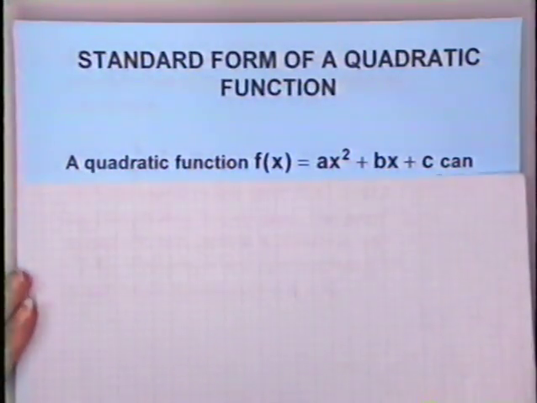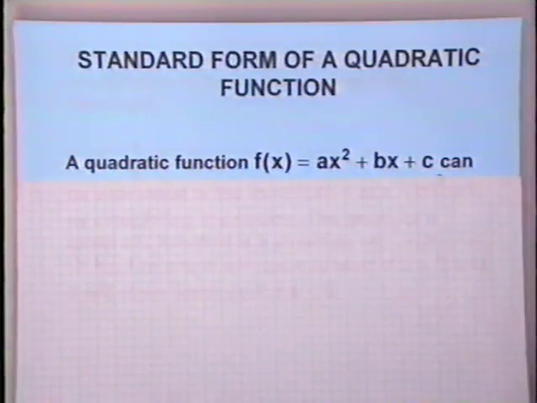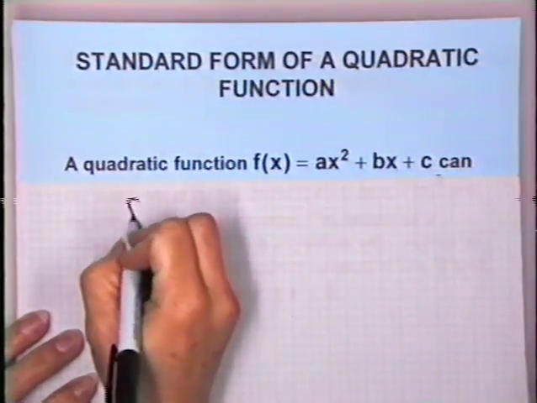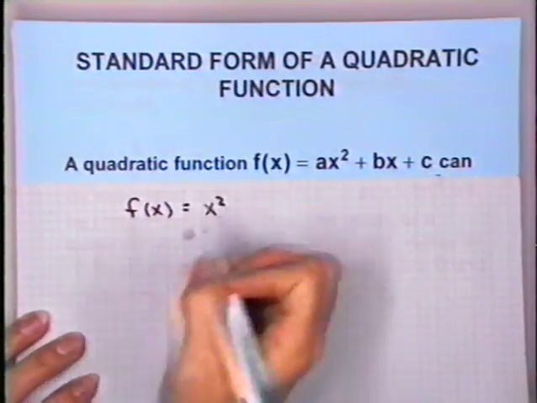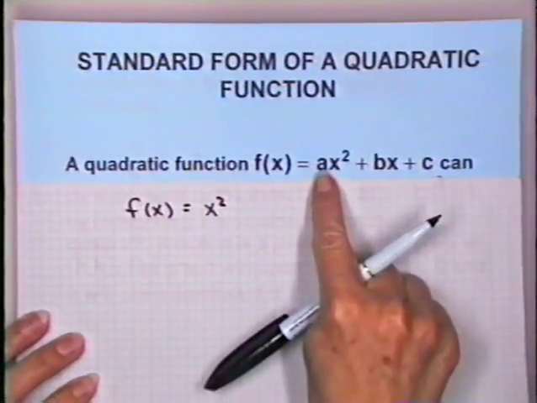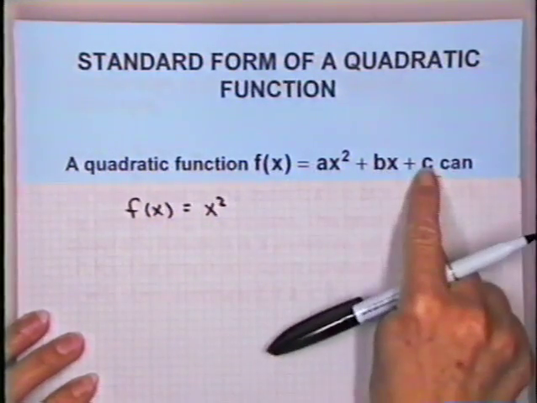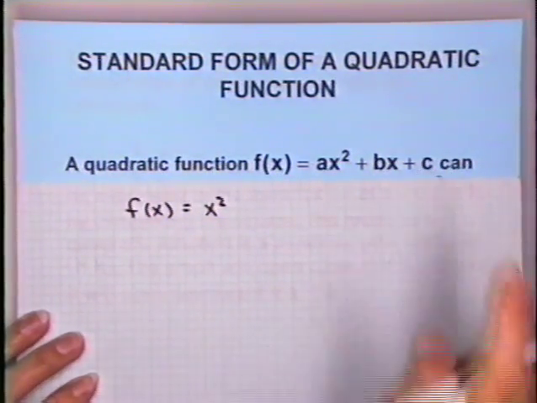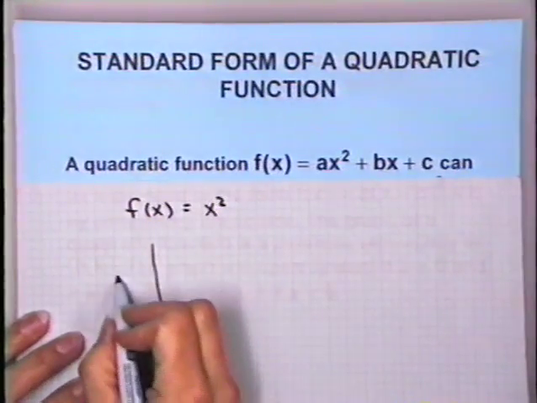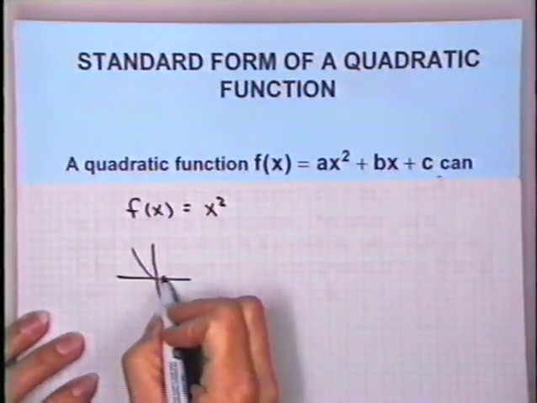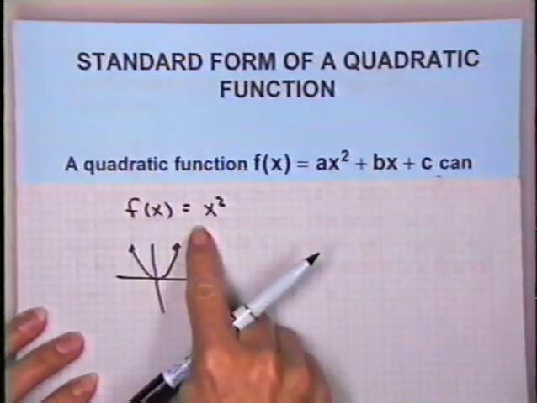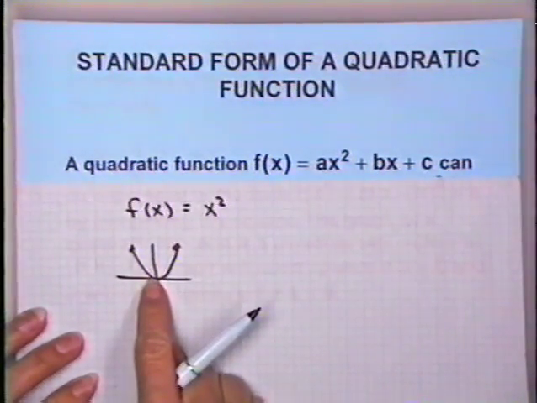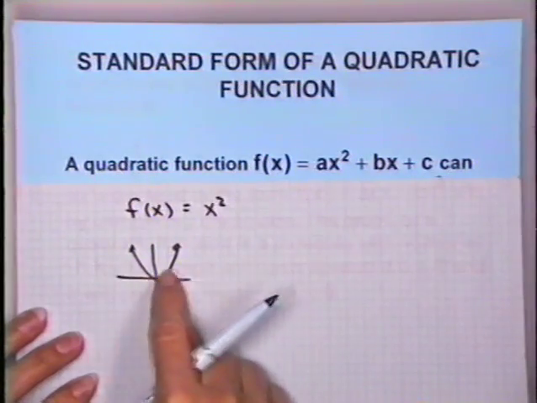In fact, the most simple quadratic function that we can have is the function f of x equals just x squared. That would be where a is 1, b and c are both zeros. And of course, you know what that graph looks like. You've got your mental picture we've talked about before of that being a parabola with a vertex at (0, 0), and this graph, of course, opens upward.